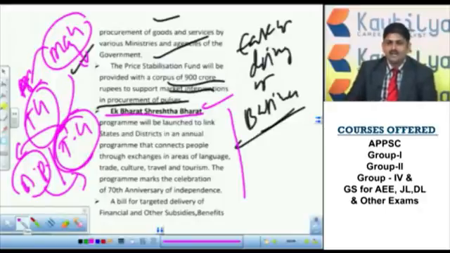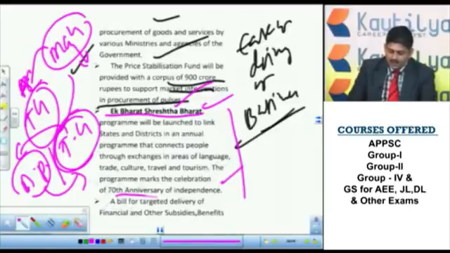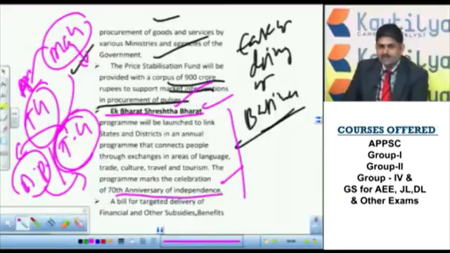That means sharing cultural practices, sharing the social community. This helps to reduce the gaps among the people. So that is the idea of Ek Bharat, Shresth Bharat. It will be launched to link states and districts in an annual program that connects the people through exchanges in areas of language, trade and culture. This is actually starting on the 70th anniversary of independence.